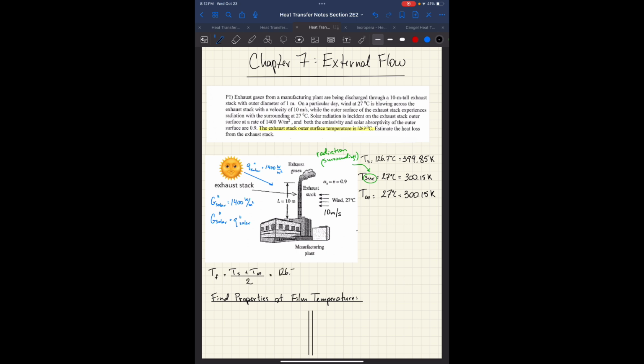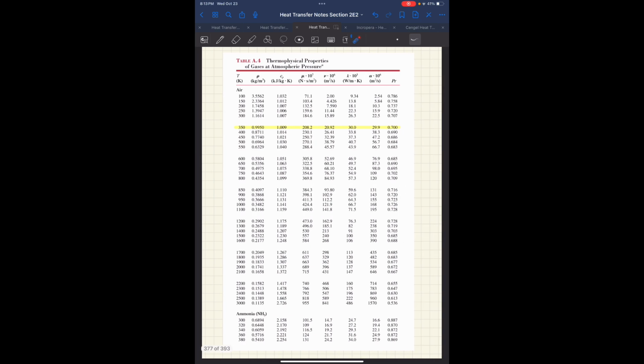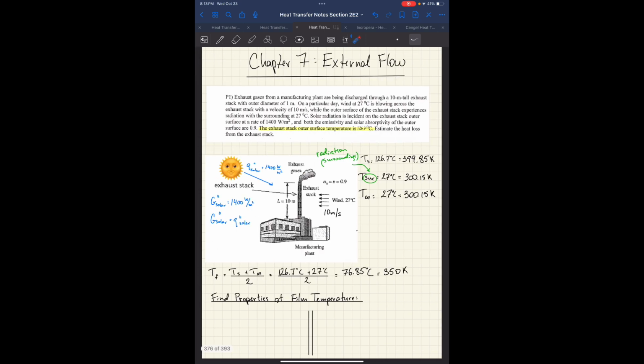I'll do it here in Celsius. So in Celsius, it becomes 76.85, but when you convert it to Kelvin, it's 350. You'll notice I modified the problem such that you get a number that's going to be on your chart. Okay, so we're going to write down some values that are meaningful.